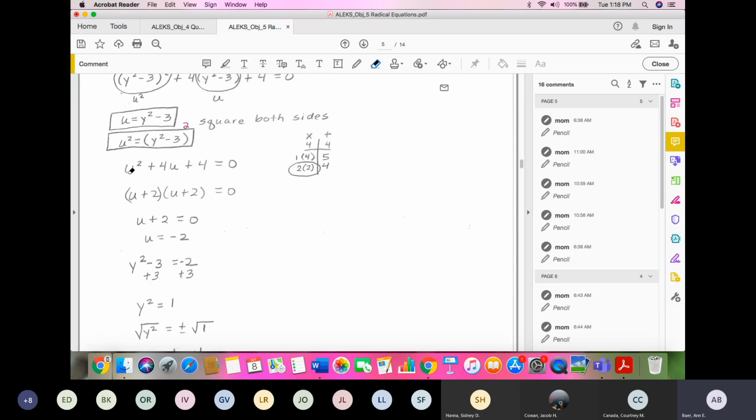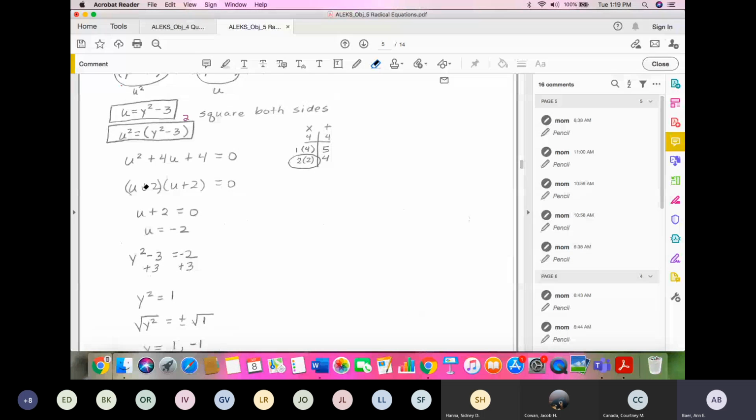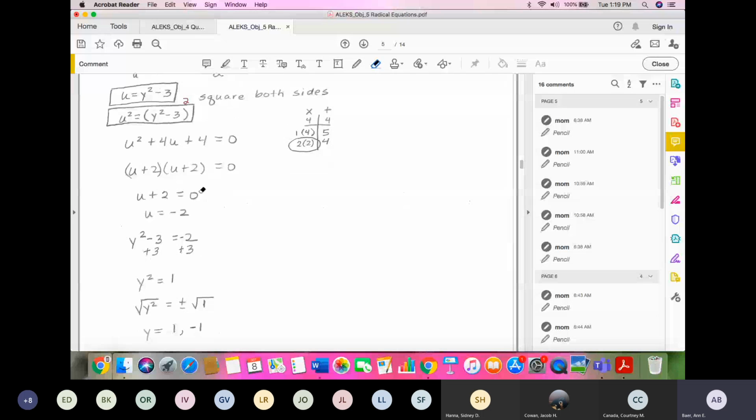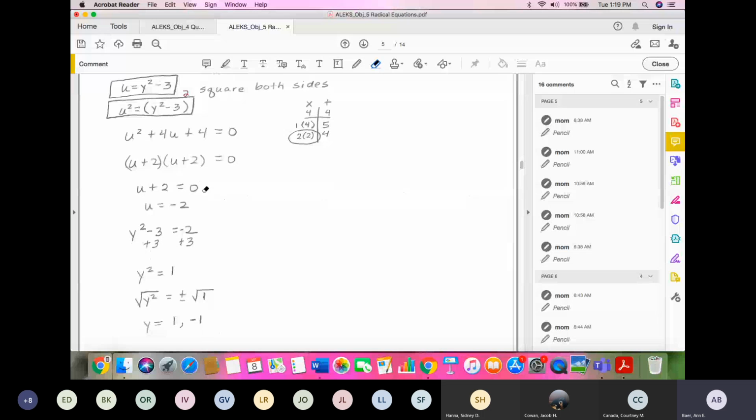So now this is going to factor into u goes here and here. I put one of these plus 2's here, the other plus 2 there, equals 0. And you could always FOIL this out to see that this is correct. So I set each factor equal to 0, but here we've got 2 factors that are the same, so we only have to do it once. So u plus 2 equals 0. Move the 2 to the other side, and we get u equals -2, since the opposite of adding is subtracting.